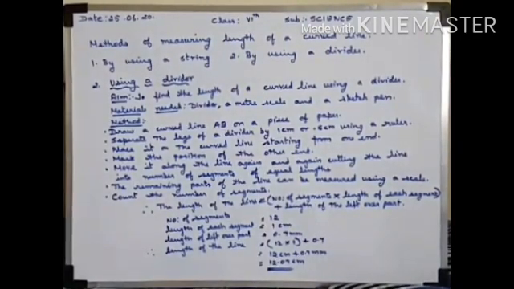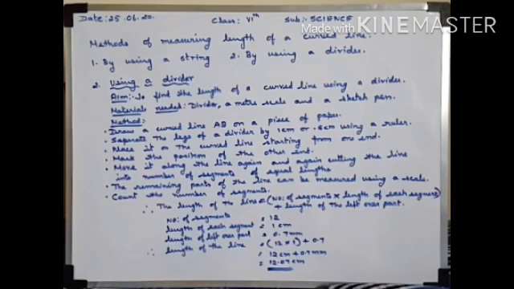Now the second method to measure the length of a curved line is by using a divider. The aim is to find out the length of a curved line using a divider. What are the materials required? A divider, a meter scale and a sketch pen. Next is the method or the procedure. First, draw a curved line AB on a piece of paper.